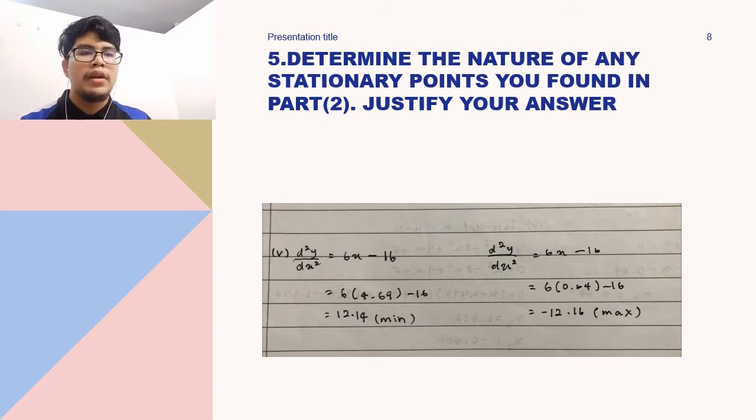Now we continue. If x equals 4.69, the answer for d²y/dx² equals 12.14. That is the minimum stationary point. If x equals 0.64, d²y/dx² equals negative 12.16, and that is the maximum stationary point.